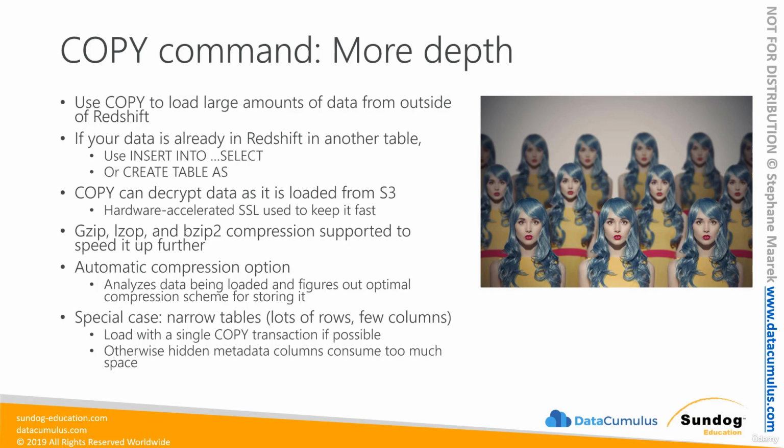There is one special case that the documentation calls out, and I wouldn't be surprised if it shows up on the exam. If you have a narrow table, that means that you have a table that has a lot of rows but very few columns, you want to load that with a single copy transaction if at all possible. The thing is, if you have multiple copy transactions, there's a bunch of hidden metadata columns that appear, and these hidden columns, to keep track of where things left off, consume too much space. So if you're going to be loading a table that has many rows but very few columns, try to do that within one copy command. Don't break it up over several copy commands, okay?